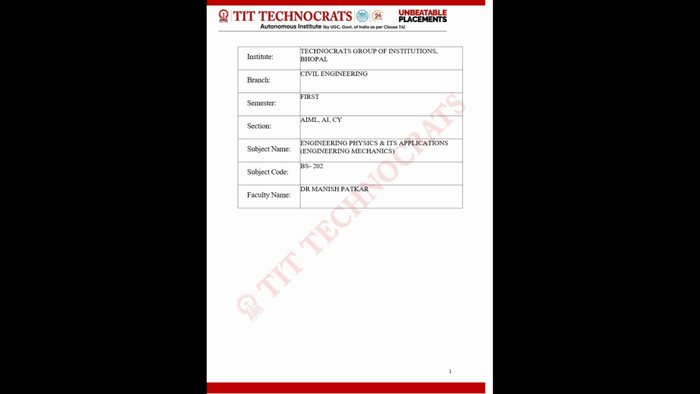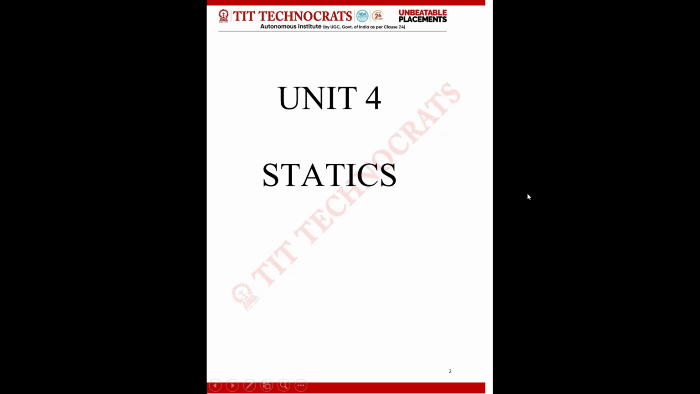Manish Patkar, and today we will discuss one of the topics of engineering physics and its application, and that is statics. In statics, there is one very important theorem, and that is known as Lami's theorem. The statement of Lami's theorem is that if three concurrent coplanar forces are acting at a point, and that point is in the condition of equilibrium, then each force is directly proportional to the sine of the angle between the other two forces.